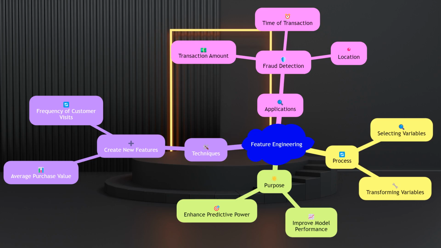Feature engineering is the process of selecting and transforming variables to improve the performance of an ML model. This step involves creating new features from existing data, such as calculating the average purchase value or the frequency of customer visits. Effective feature engineering can significantly enhance the predictive power of the model. For instance, in a fraud detection system, features like transaction amount, time of transaction, and location can be crucial indicators.